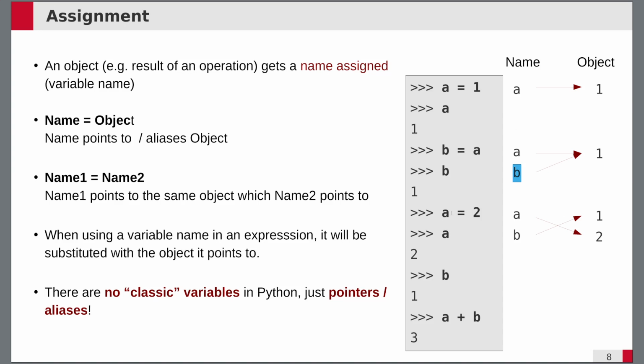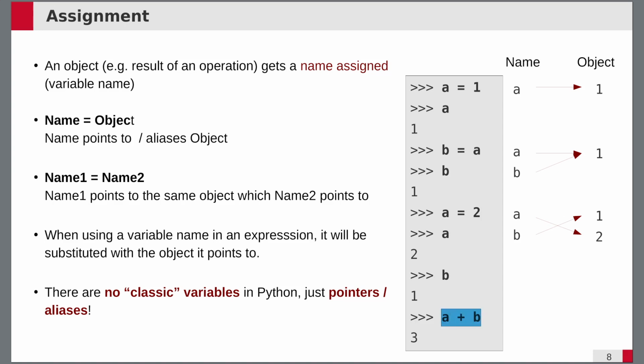If you now make a new assignment, saying a is equal to 2, what will happen? There will be a new object created in the memory which contains the integer number 2, and the name a will be associated with that object in the memory. And always when you are using a or b, they will be substituted by the corresponding object in the memory to which they point. And of course, you can also combine them.